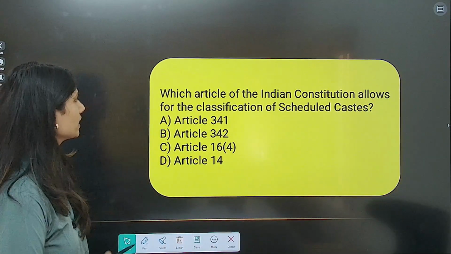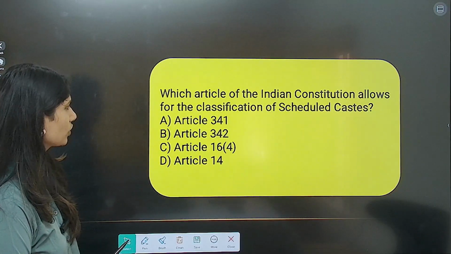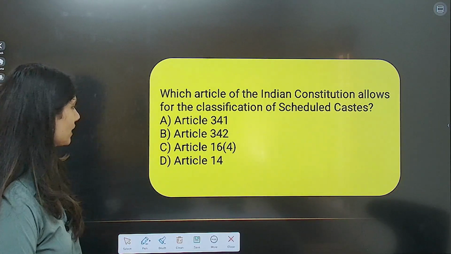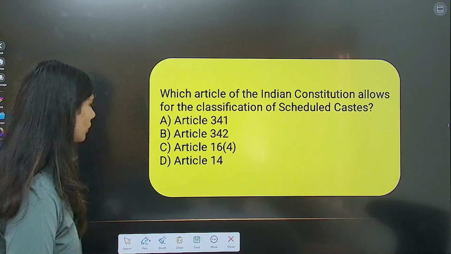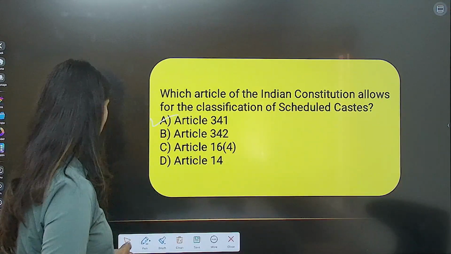Which article of the Indian Constitution allows for the classification of Scheduled Castes? Article 341, 342, 16, 14. The answer is Article 341.